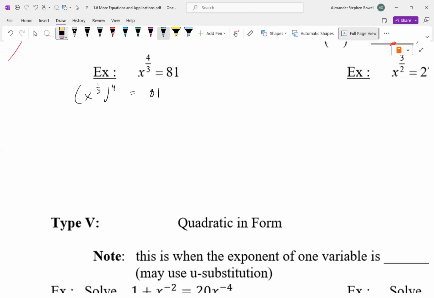How do I get rid of a 4th power? I take the 4th root. Whatever you do to one side, you have to do to the other side. Okay, is the answer absolute value or no absolute value? I need the absolute value because it's even, right? So that would give me what? Absolute value of whatever's on the inside, x to the 1/3, is equal to, anyone know the 4th root of 81?